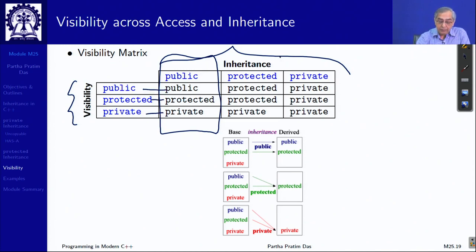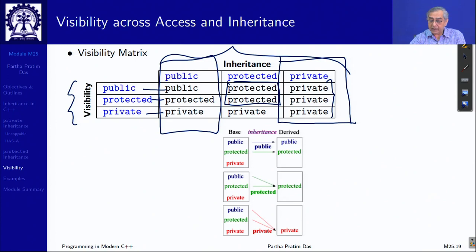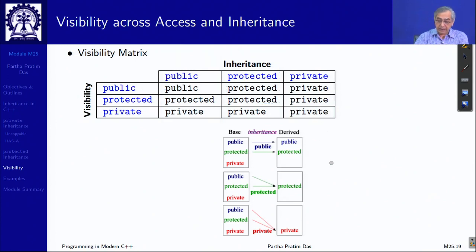But if you happen to inherit by private, then in the derived class the visibility of all members becomes private, irrespective of what was their visibility in the base class. So, it is like putting a restriction. Naturally, you can make out that protected has a similar restriction. This is the basic common diagram.